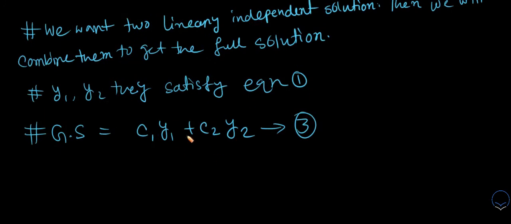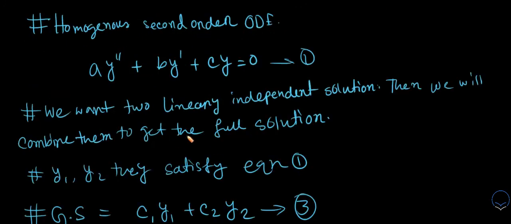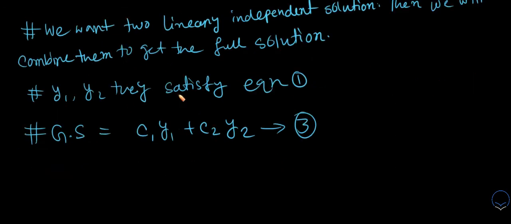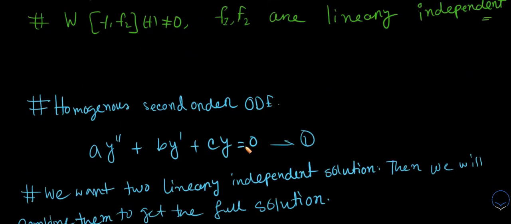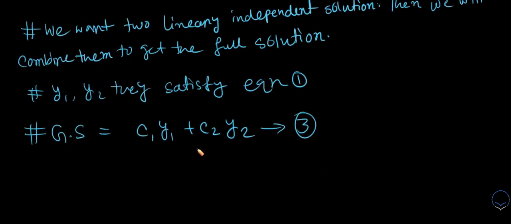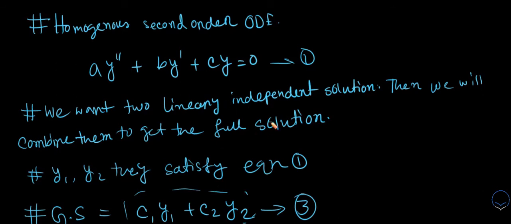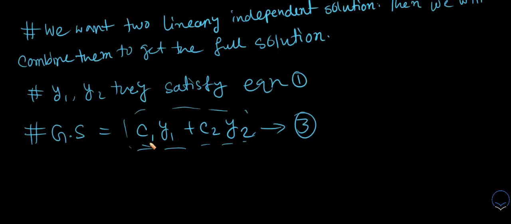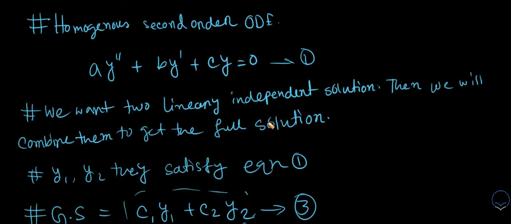And so since y1 and y2 are solutions of equation 1, it turns out that their linear combination will also be a solution of 1. All you need to do is put this thing over here into 1 and differentiate. So these are some things that will be useful. Now we want to see what forms this y1 and y2 take.